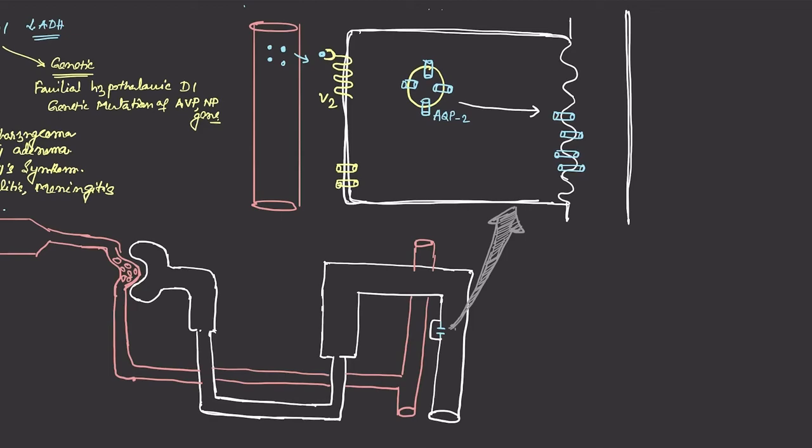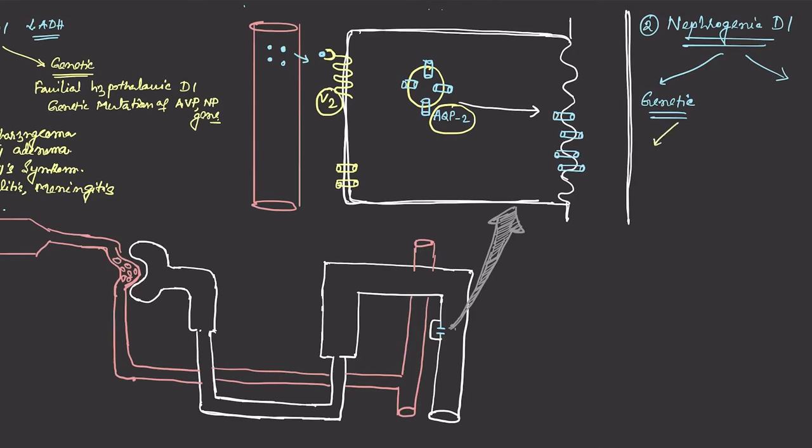The next variant of diabetes insipidus is nephrogenic diabetes insipidus, where the underlying cause lies at the level of the renal tubule or the kidney. Now, this nephrogenic diabetes insipidus may again be of two varieties, genetic or acquired causes. The genetic cause is due to mutation of the gene of the V2 receptors or the aquaporin 2 channel proteins.